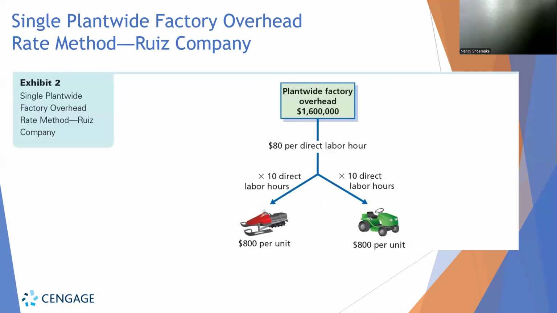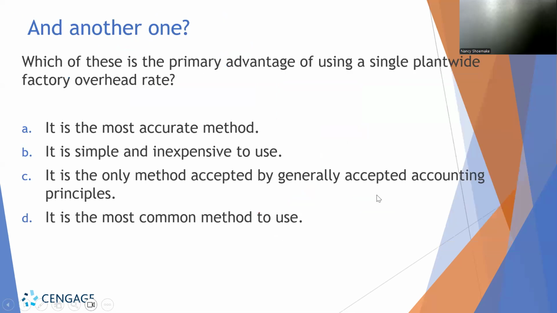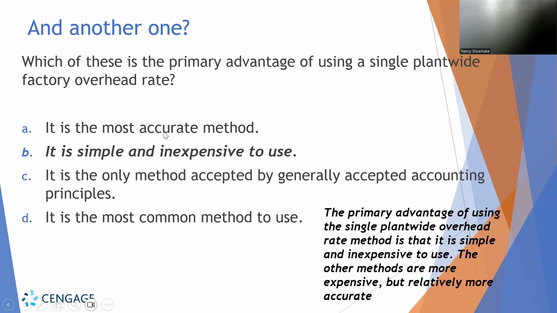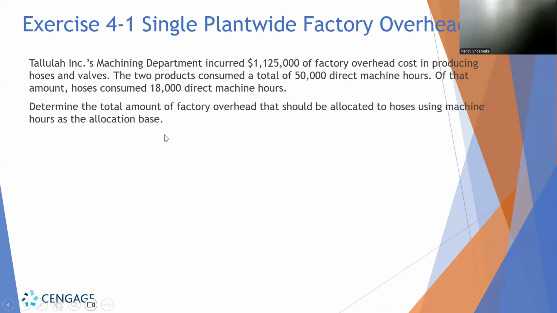So in this case, if you're manufacturing the snowmobile or the lawnmower, the same amount of factory overhead is going to be applied to each. Which of these is the primary advantage of using a single factory overhead rate? It's simple. Okay.